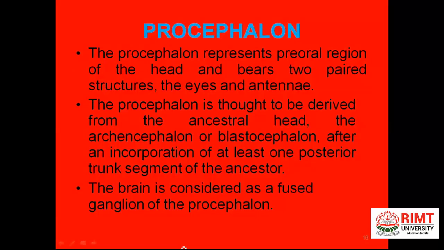Now, what is procephalon? The procephalon represents the preoral region of the head and bears two paired structures, the eyes and the antennae. The procephalon is thought to be derived from the ancestral head, the archencephalon or blastocephalon, after an incorporation of at least one posterior trunk segment of the ancestor. The brain is considered as a fused ganglion of the procephalon. So whatever ganglia fuse in the procephalon, we started calling that the brain of the insect.